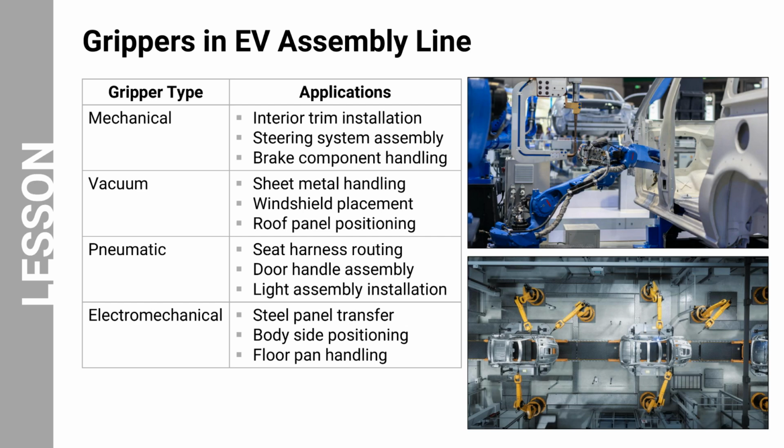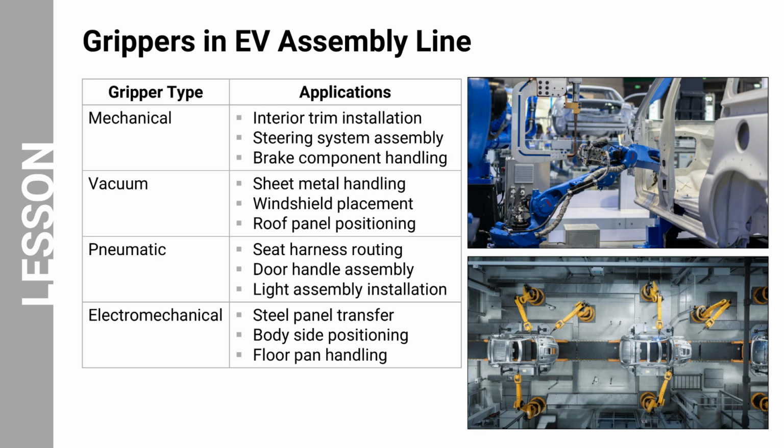Different types of grippers play specific roles in EV assembly lines. Mechanical grippers handle assembly work like installing interior trim, putting together steering systems, and managing brake components. These grippers are good for tasks that need precise control and varying grip strengths.